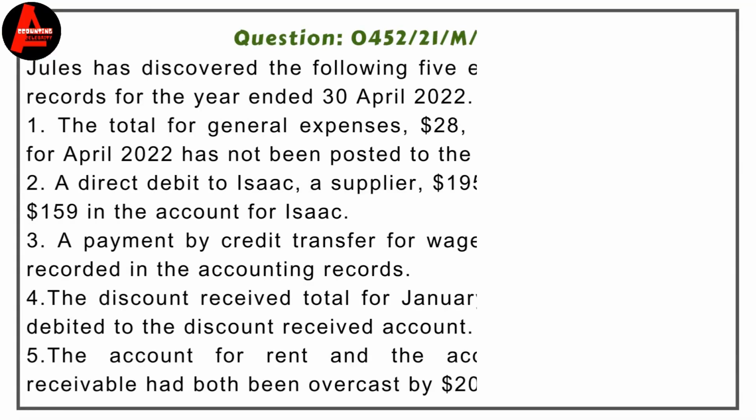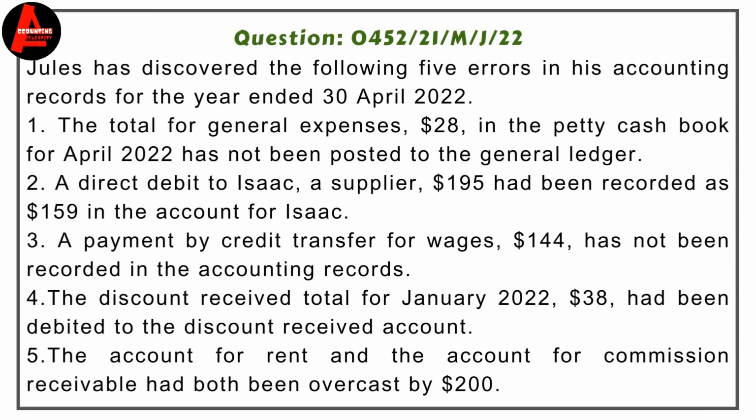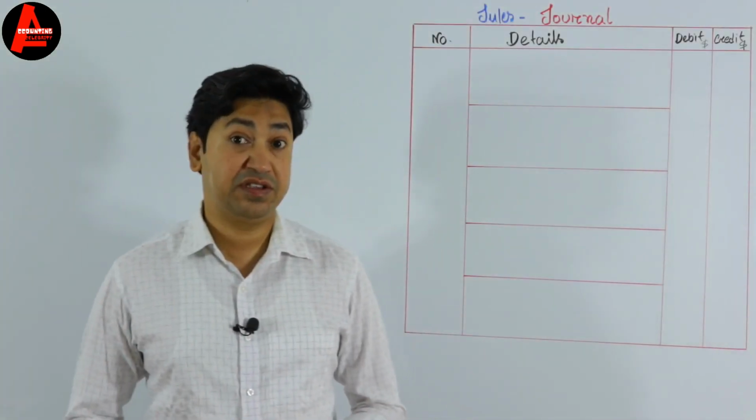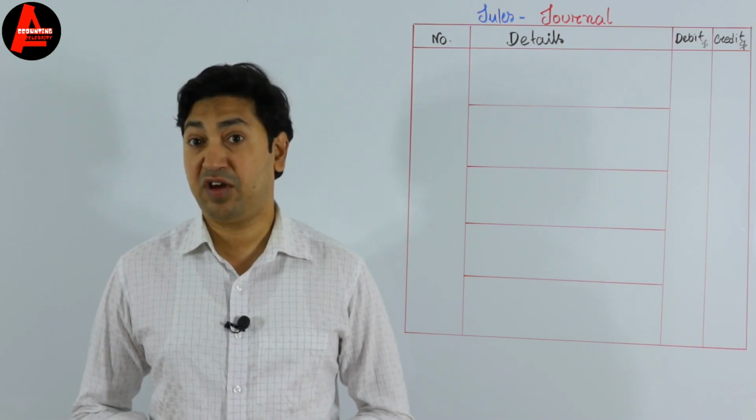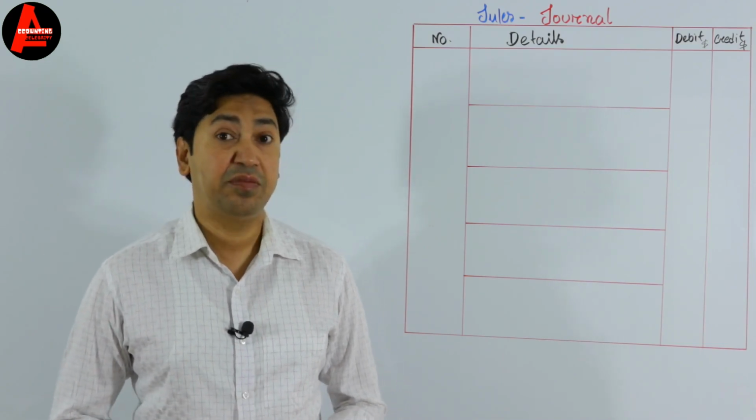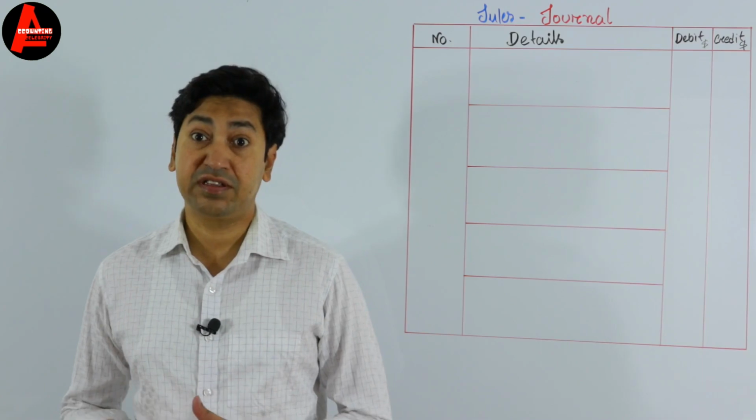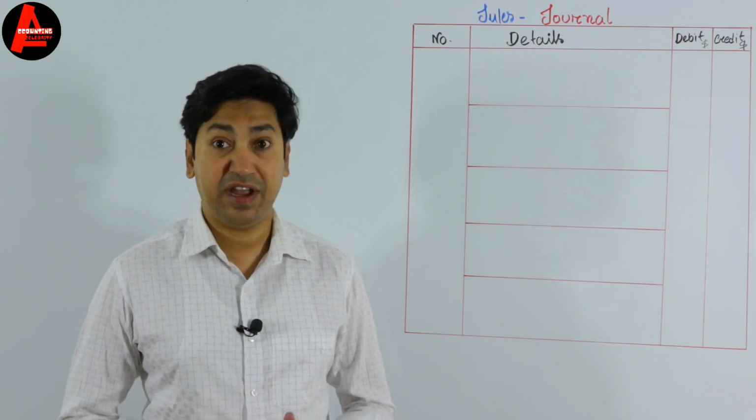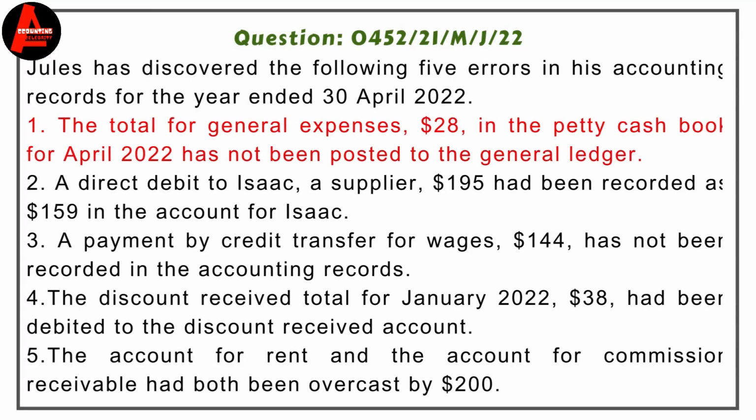So here, what is written in the question? Julius has discovered the following 5 errors in his accounting records for the year ended 30 April 2022. So here we see 5 transactions. The year ending of Julius's business is 30 April 2022. That means the year is already finished. Now he discovered some errors. Okay, so what is the first one?